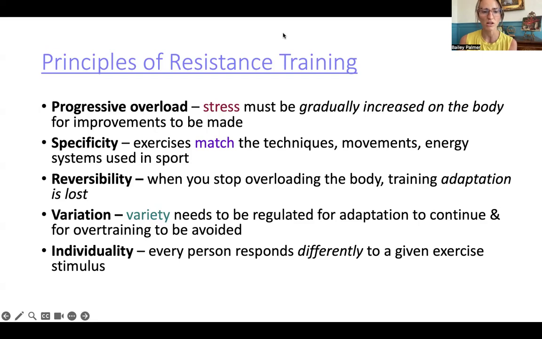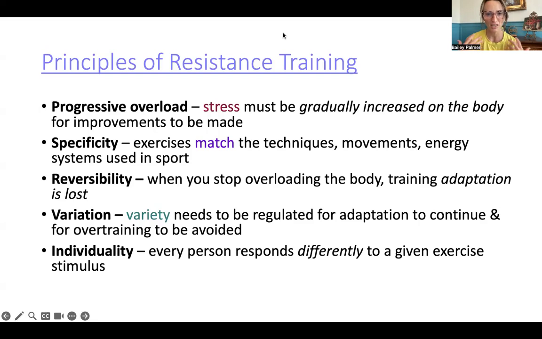Specificity means we want to mimic the sport that we're playing in our workouts. So this is very sport specific for athletes. So we want to match the movements, the techniques, the muscles, the energy systems that are used in the sport, and we want to train those during our workouts and our practice. Reversibility just says that when we stop training, we'll see a reversal of the adaptations that we gained. And so adaptations are lost when our training ceases.